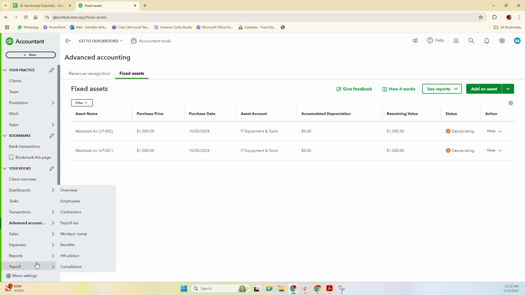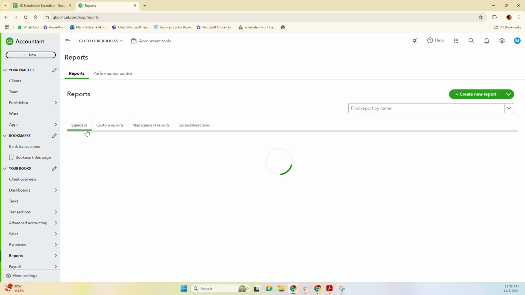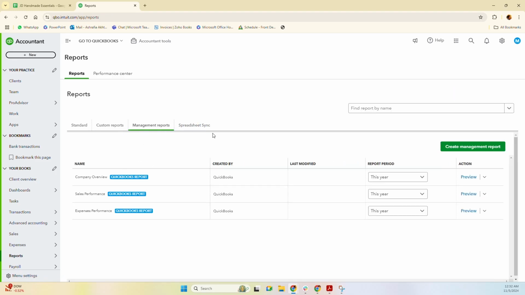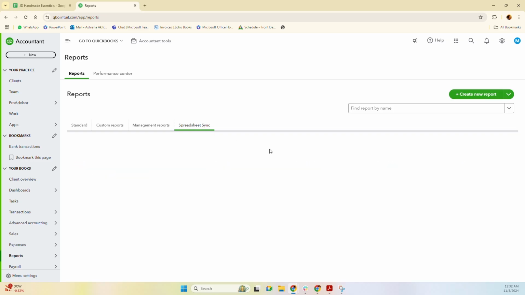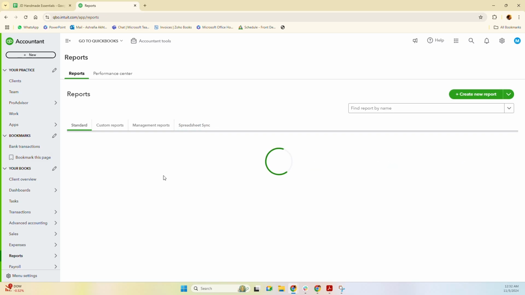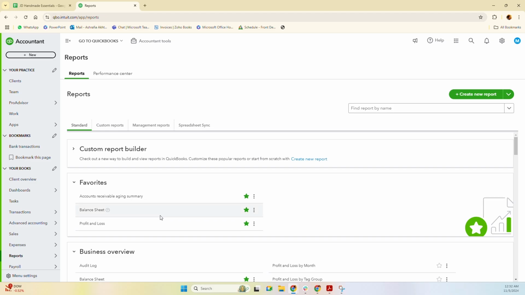Now let's look at our reports. We have some standard reports here, and we can create custom reports. We have management reports, and we have a tab for spreadsheet sync. Let's go to our standard reports. Our favorite reports are profit and loss, balance sheet, and accounts receivable aging summary. Let's go to profit and loss.